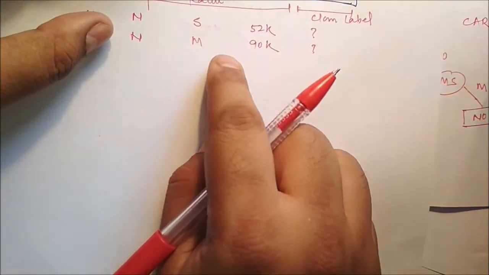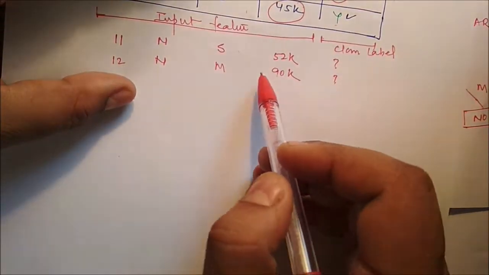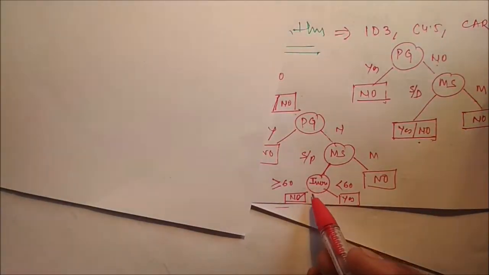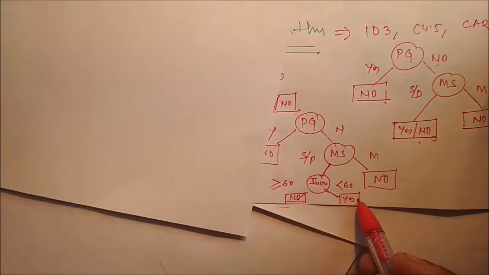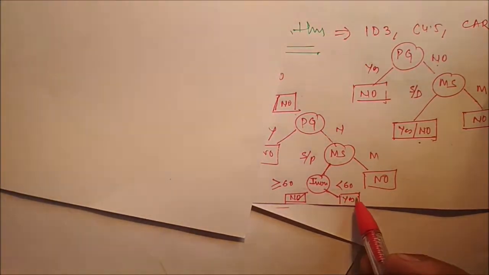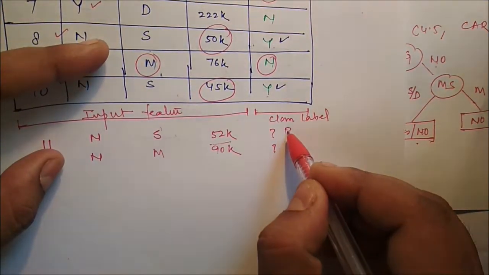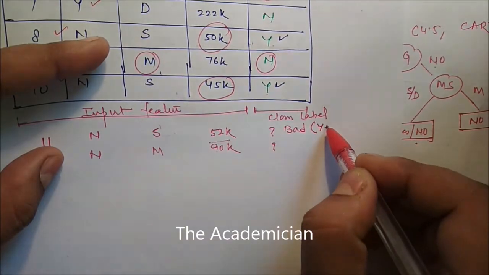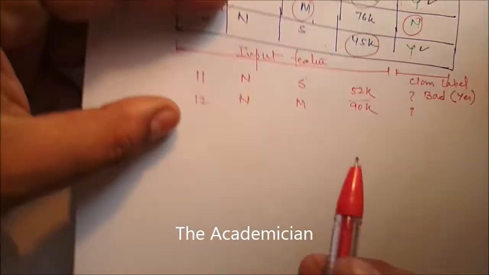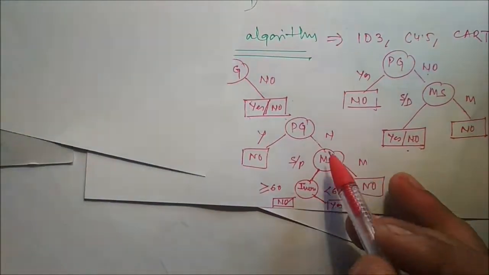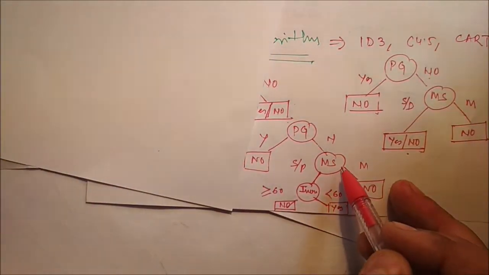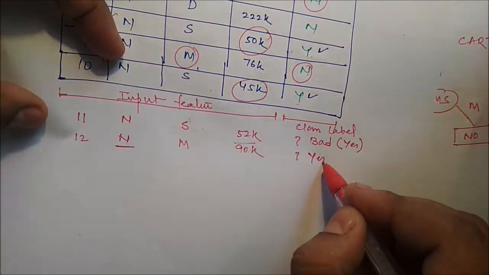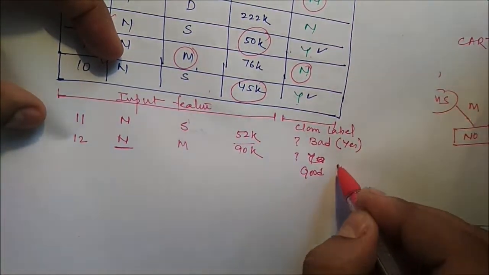Then it is marital status. Marital status is single. You have to follow this particular path. Then income is 52k, so you follow this path. Less than 60 means yes. That means his repayment is bad. Similarly, postgraduate no, follow this particular path. Married, follow this particular path. No. That means the repayment will be good.